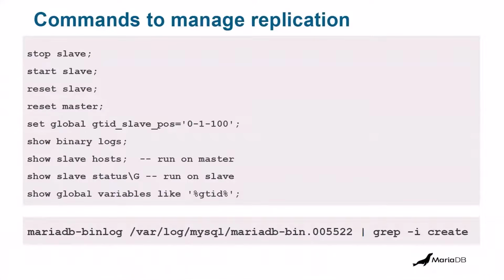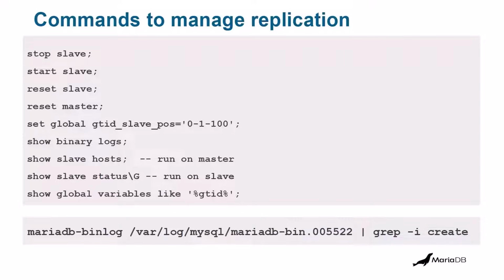Commands to manage replication. Use the STOP SLAVE command to stop the slave process. START SLAVE will start the slave process. RESET SLAVE will erase the files master.info and relay-log.info, making the replica forget how to replicate. RESET MASTER will remove all binary logs and reset all GTID related variables. Be very careful with this command as it will break replication. SET GLOBAL gtid_slave_pos equals a GTID. This command can be run when the slave process is stopped.